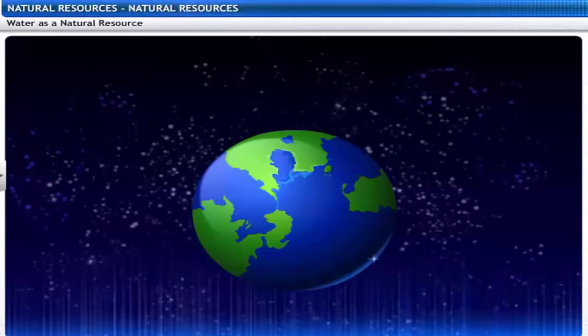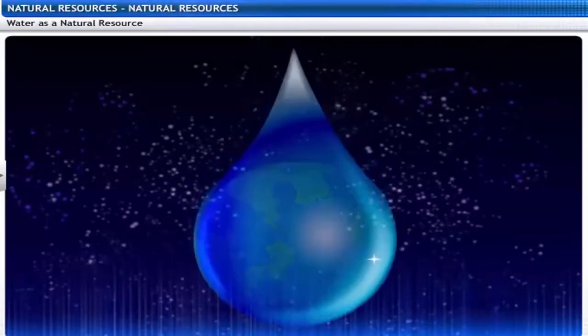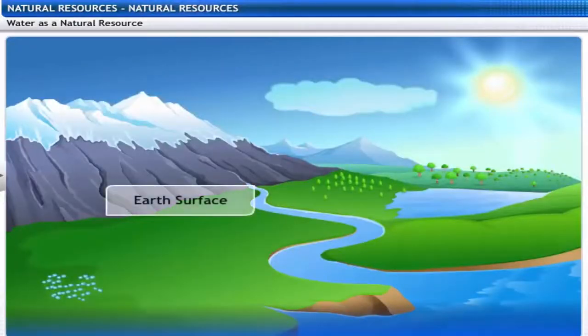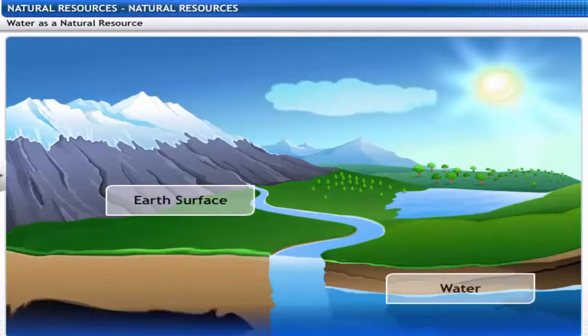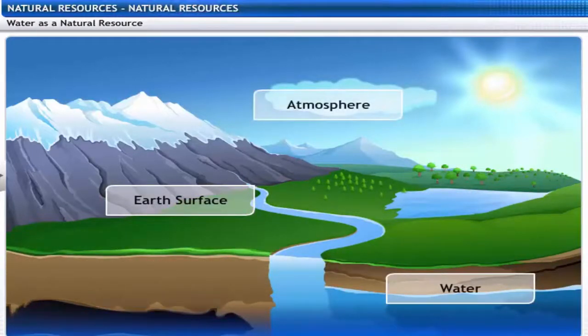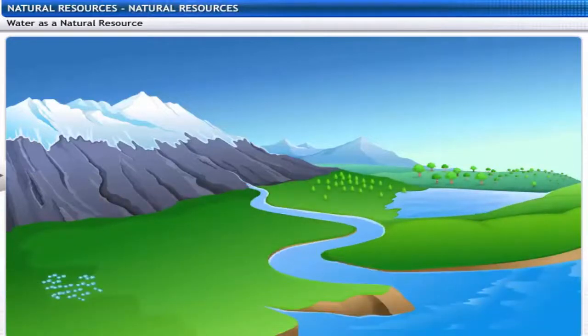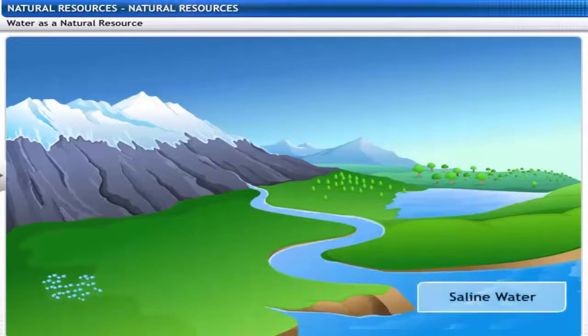Now, let us look at another natural resource, water. It is found on the Earth's surface, under the ground, and in the atmosphere as water vapor. Most of the water on the Earth's surface, found in seas and oceans, is saline. Fresh water is found frozen at the 2 poles, on snow-covered mountains, and in rivers and lakes.